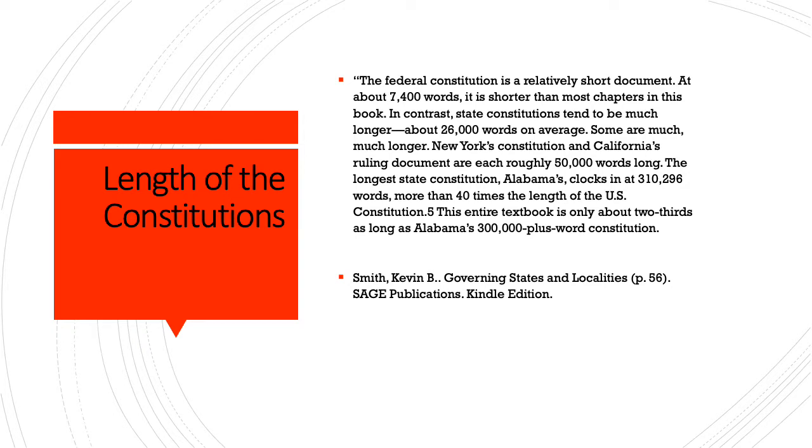So, this being said, how does it compare to state constitutions? Well, state constitutions tend to be much longer. On average, they have 26,000 words. And in some states, for example, in New York and in California, constitutions are roughly 50,000 words long. So 7 times as long as the Constitution of the United States. The longest constitution is that of Alabama, and it has over 310,000 words. So that's more than 40 times the length of the United States Constitution. So, why is this disparity?